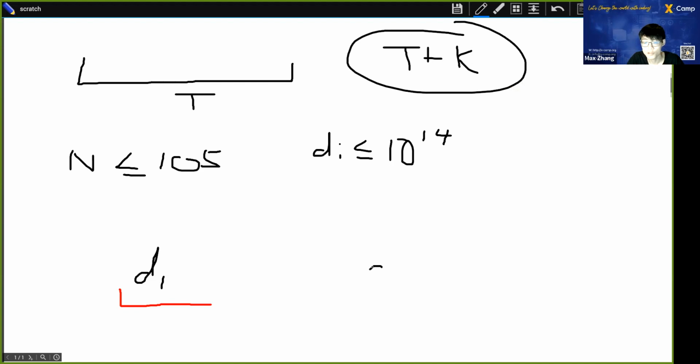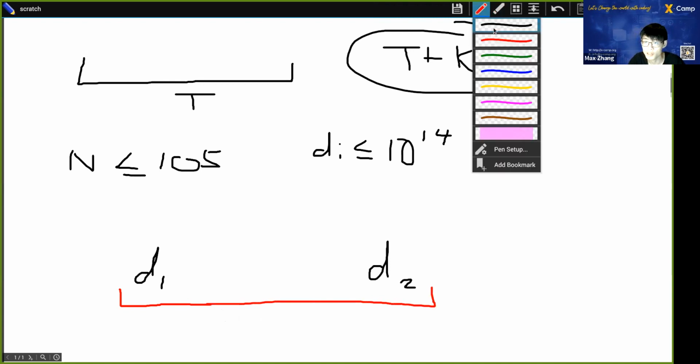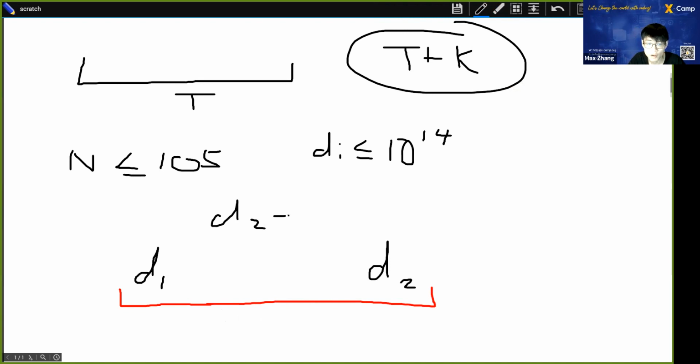Now let's fast forward to D2. The question is, should we include D2 in the same subscription? Should we extend our old subscription all the way up to D2, or should we just end on D1 and start a new one at D2? Basically, those are the two options we have. If we extend our old subscription to D2, we go all the way up to here, right? And this will cost D2 minus D1 +1 and then plus K.